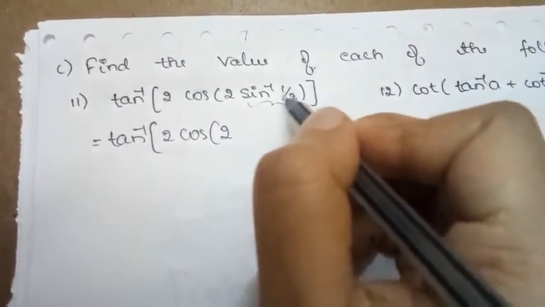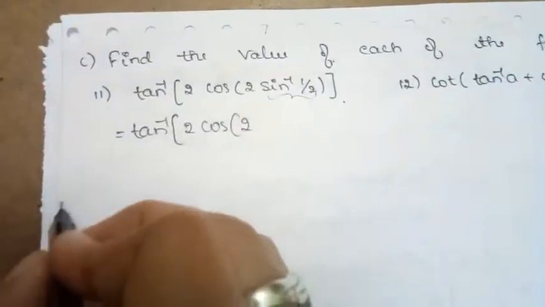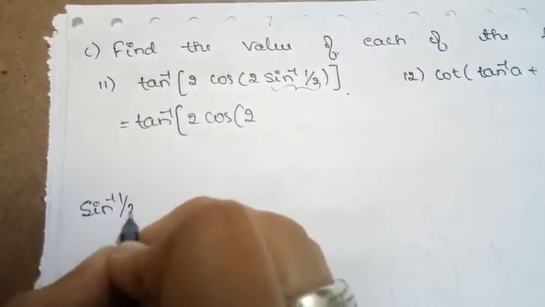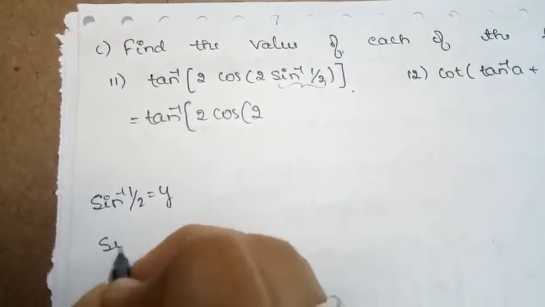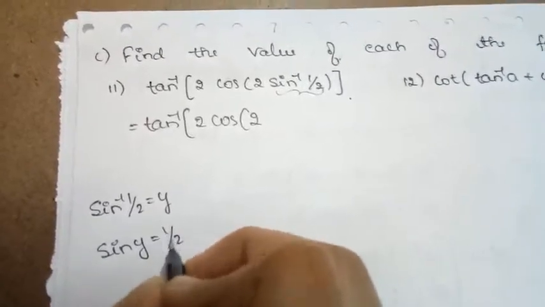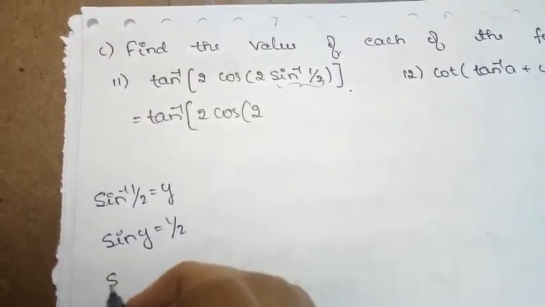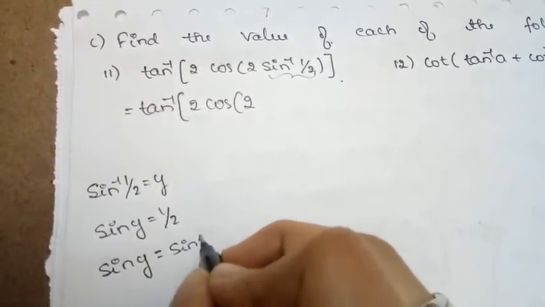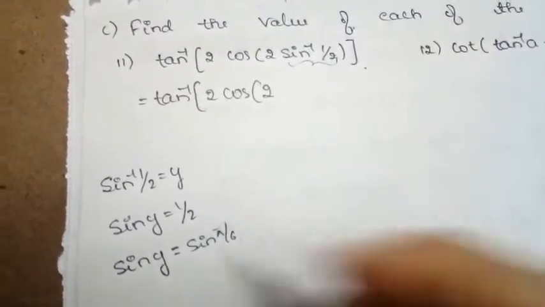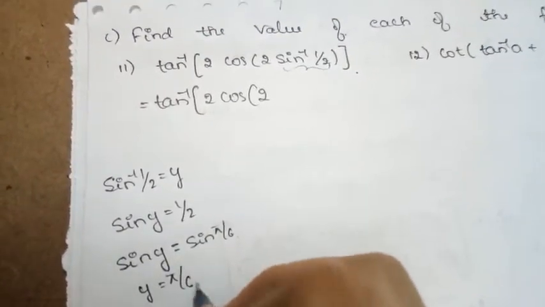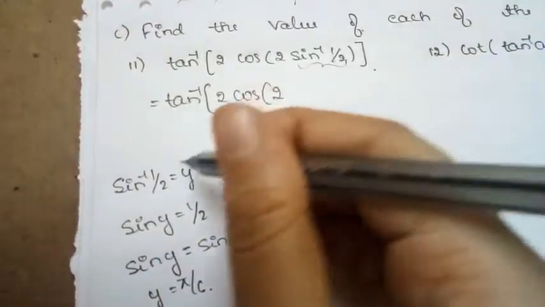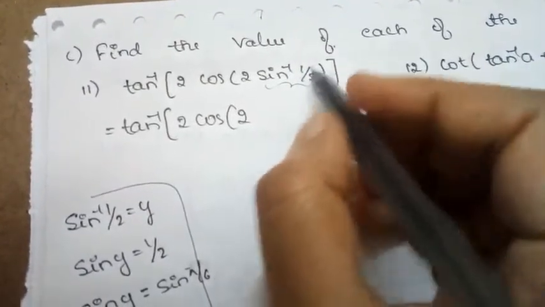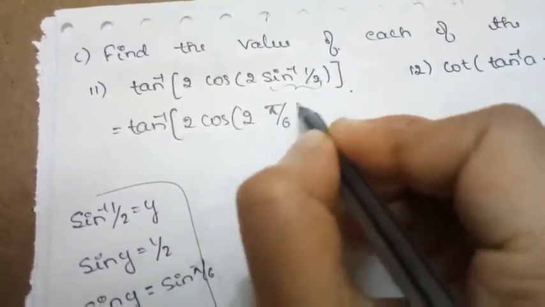So for which angle are we going to get sin inverse of 1 by 2? Suppose if you feel it difficult, you can solve it in this manner also. Sin inverse of 1 by 2 is equal to y. So sin y is equal to 1 by 2. So for which angle are we going to get 1 by 2, that is nothing but sin y is equal to sin pi by 6. So clearly y is equal to pi by 6. So sin inverse of 1 by 2 is pi by 6. So this is the way, if you didn't get it in the direct way.